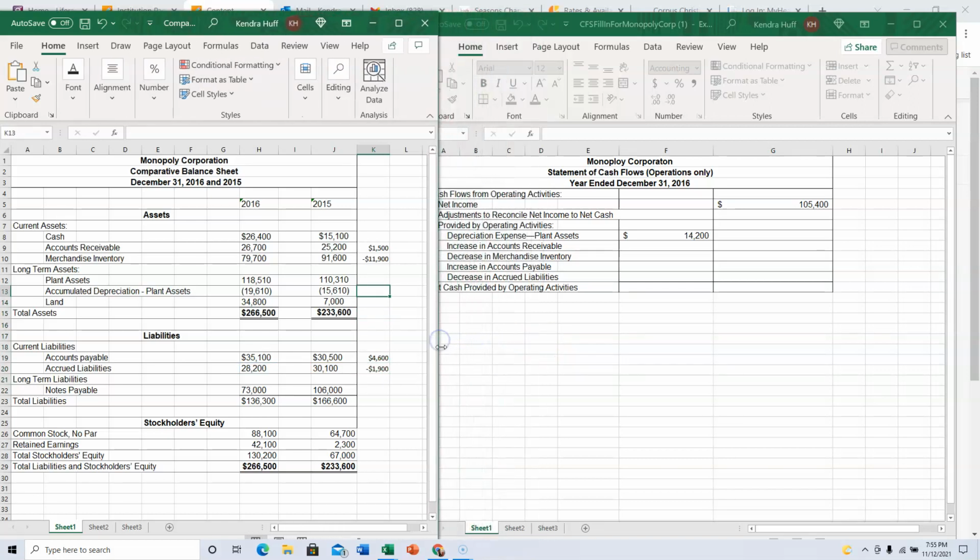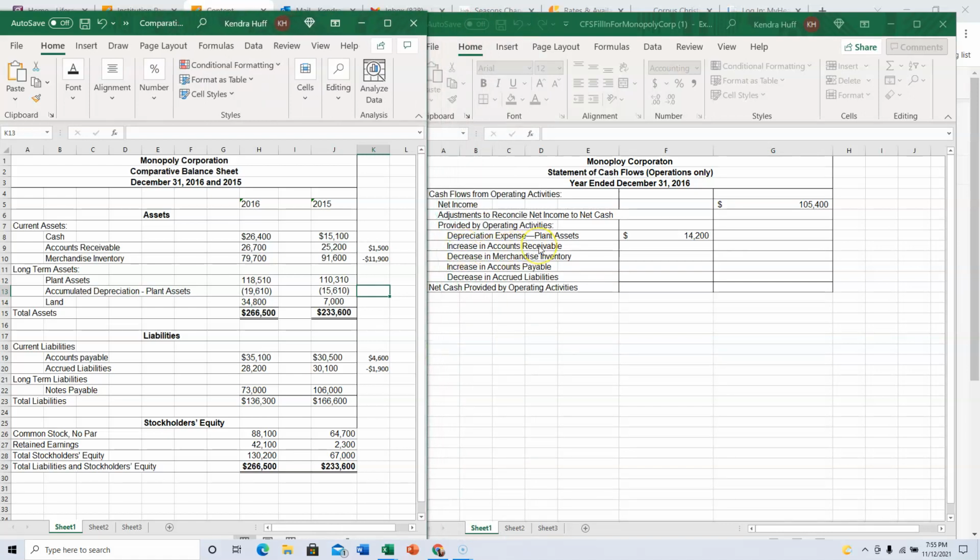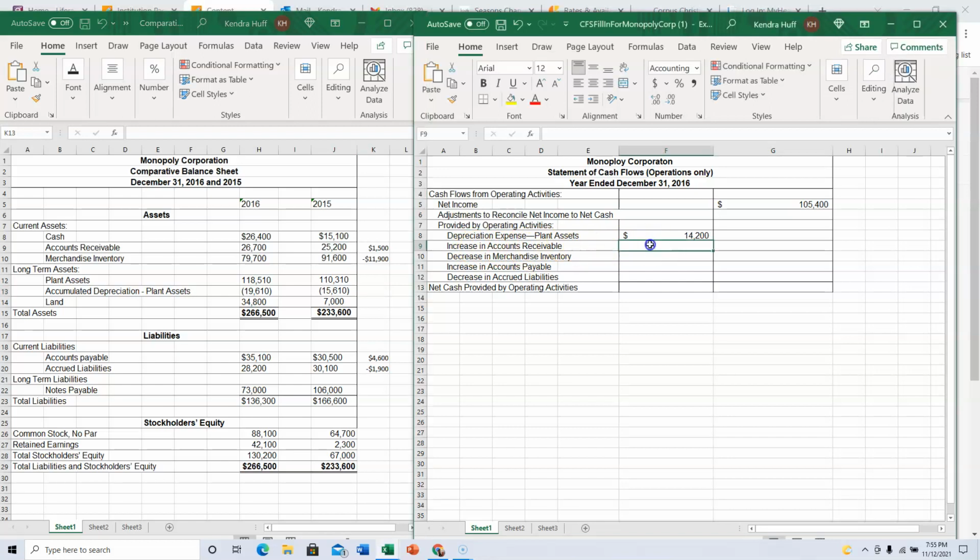Okay, so the template already has it written out. We have an increase in accounts receivable. So if you think about it, we're trying to figure out how much cash we actually got. All right. If accounts receivable went up, that means that people did not pay me. So I'm going to subtract the increase in accounts receivable.